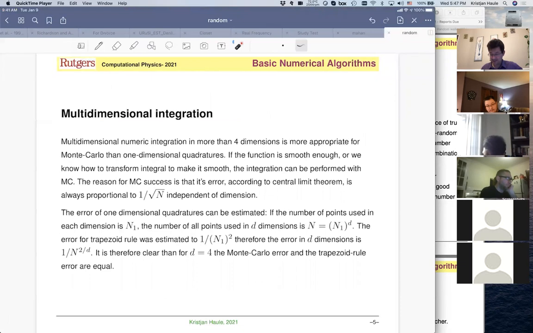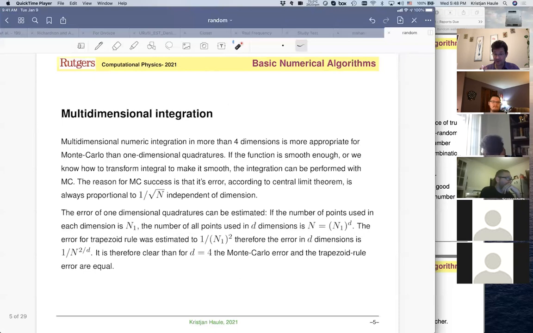Okay, so now the most important subject of this lecture is multidimensional integration, so high dimensional integration. In particular, we want to discuss VEGAS algorithm. But before we go there, let's discuss the most straightforward algorithm, which is naive Monte Carlo.